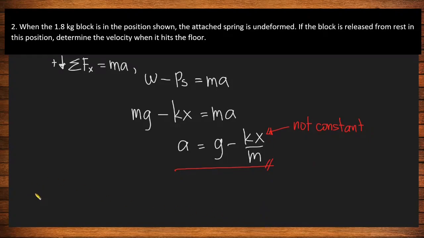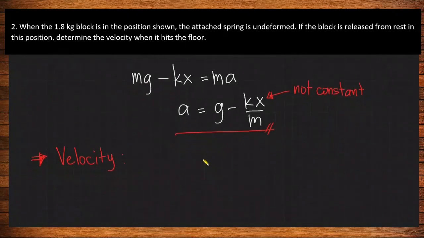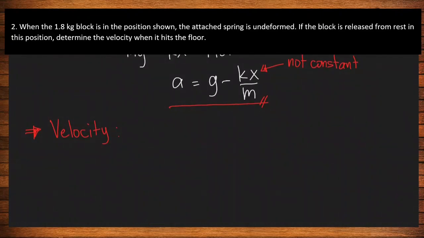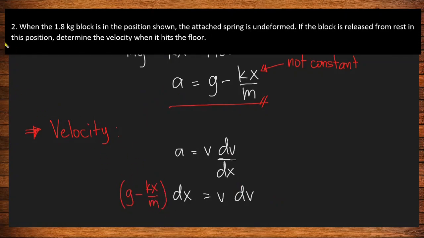So again, the problem asks for the velocity of our block when it hits the floor. So, kailangan natin ng velocity. Meron tayong equation for acceleration. Therefore, we need to relate these two values. So again, yung acceleration natin dito is in terms of our x. Ibig sabihin, this relationship will be much more useful. So acceleration, that is equal to v times dv over dx. So we will just separate our variables here, and then we will substitute the value of our acceleration in terms of x, and after that we will just integrate both sides.